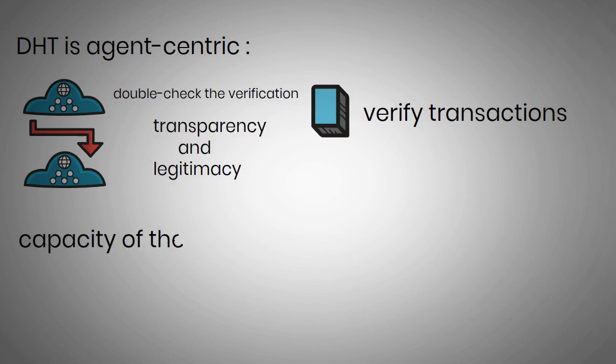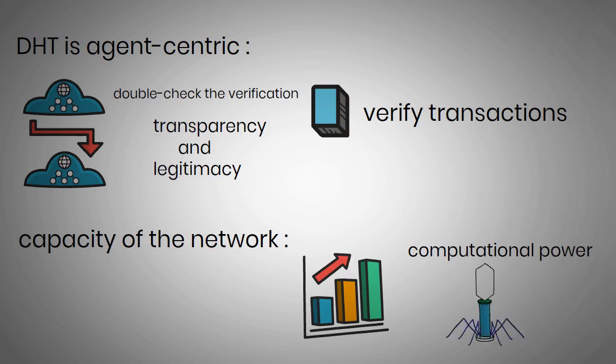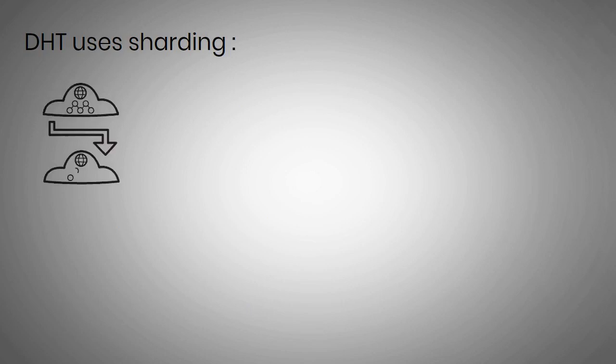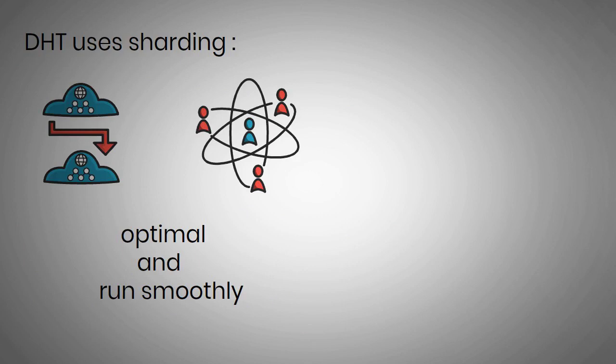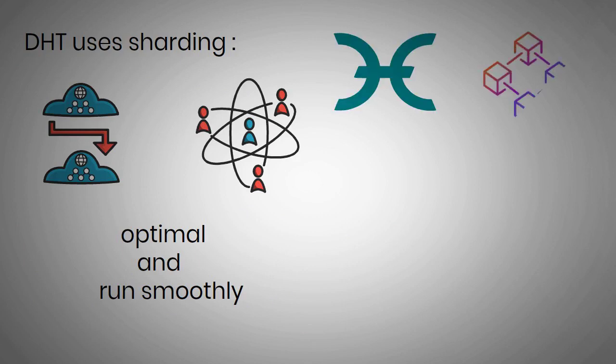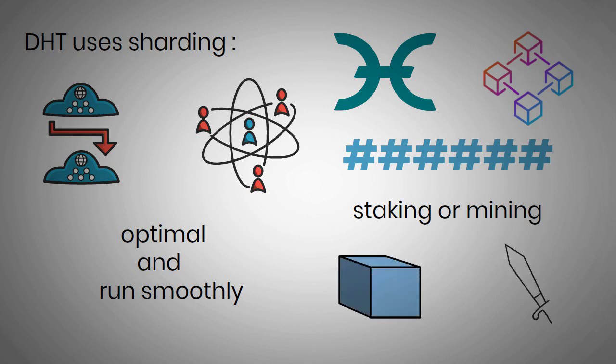The capacity of the network to scale is reflected in the rising number of nodes and computational power, which often poses a problem in traditional protocols. However, DHT uses sharding to distribute data and scale the network traffic to make it optimal and run smoothly for hosted apps. Since Holo doesn't use traditional blockchain technology but instead uses hashing, the network doesn't require staking or mining to verify transactions, create new blocks, and secure the network.